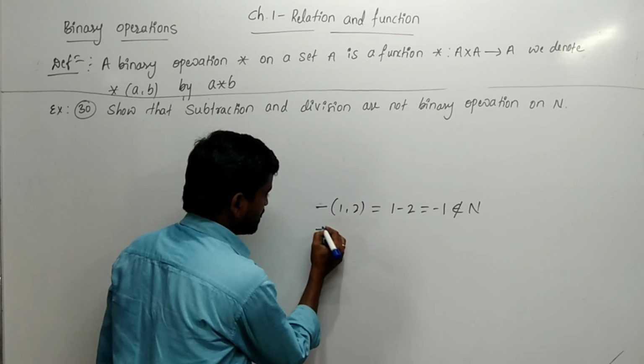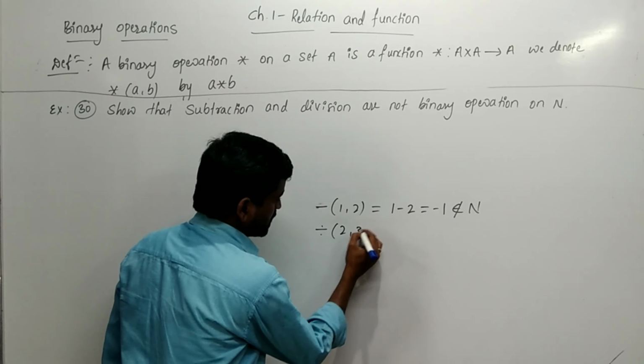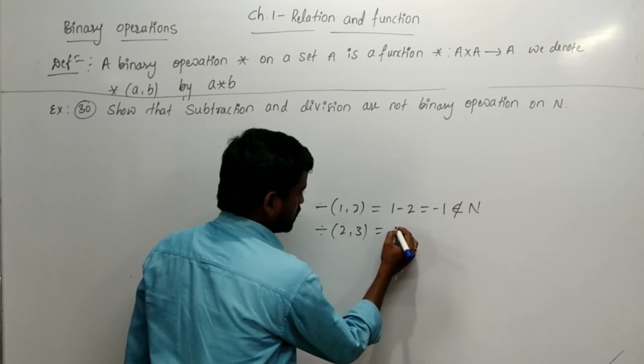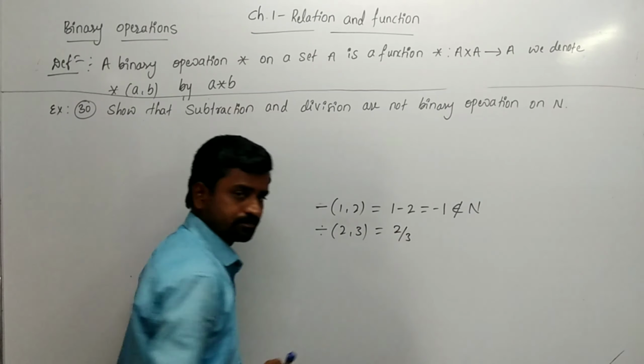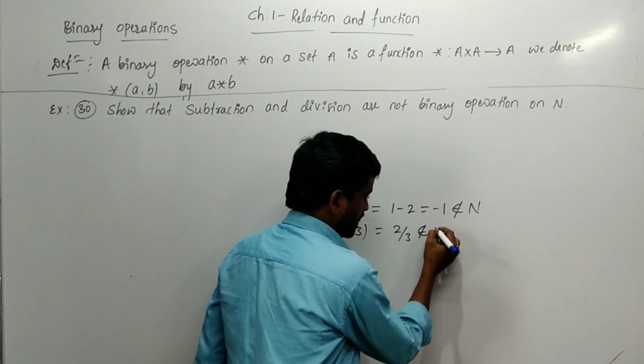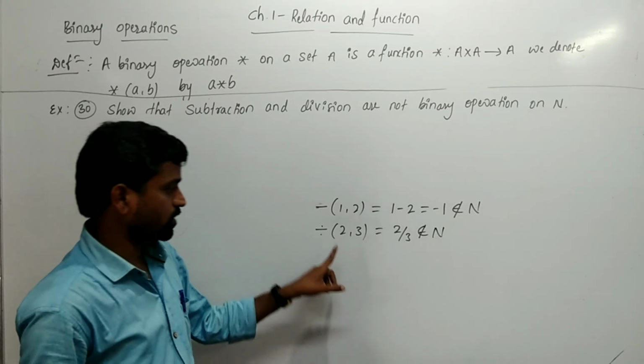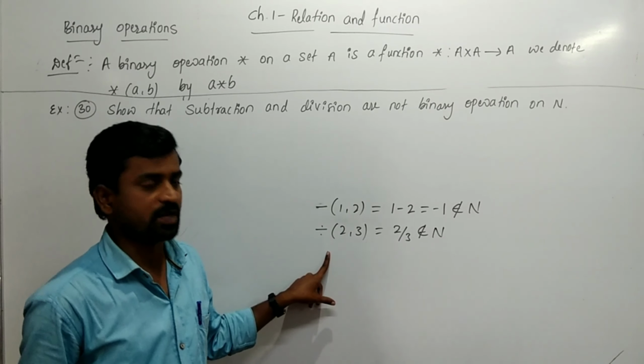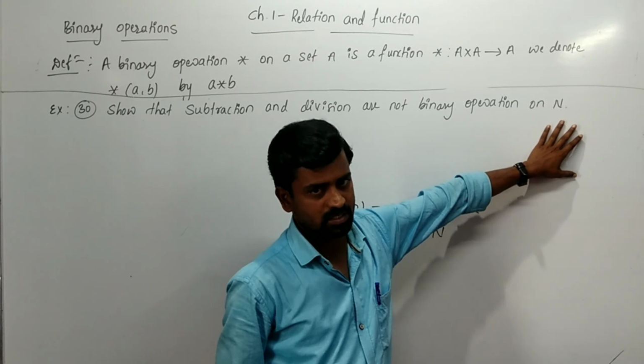Then division: 2 comma 3 gives 2 by 3. This 2 by 3 is also not a natural number. Therefore, division is not a binary operation on natural numbers.